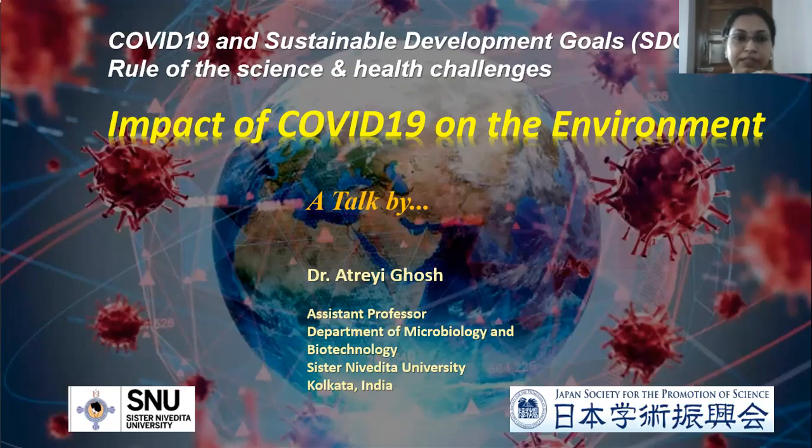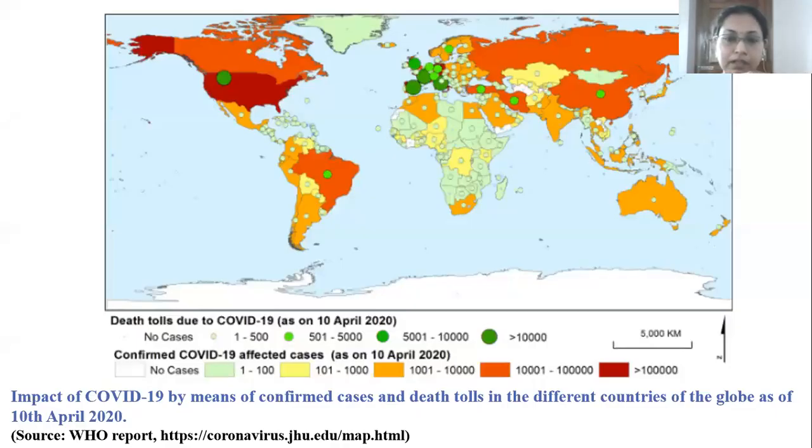Today my topic is the impact of COVID-19 on the environment. We all know that the COVID-19 pandemic situation started in late December of last year and early January this year, in the city of Wuhan in China. It spread all over the world throughout these past 4 months. In this slide, I have shown the spread and the death toll of COVID-19 all over the world, and in this diagram you can see the death toll as of 10th April 2020.